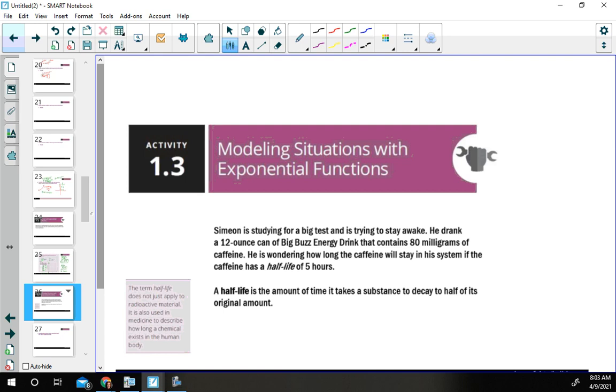The term half-life does not just apply to radioactive material, it is also used in medicine to describe how long a chemical exists in the human body. Most of the time when you hear half-life, it does have to do with radioactive material. Like if I took a bunch of radioactive material and put it in the dump, it is saying how many years it will take for it to decay. It decays by half in the amount of time that its half-life is given, so however many decades or years. It's decaying in half by that amount of time, which is why it's called a half-life. Most of the time you hear about it as radioactive decay, something sitting in a dump, how long it takes for it to actually go away.